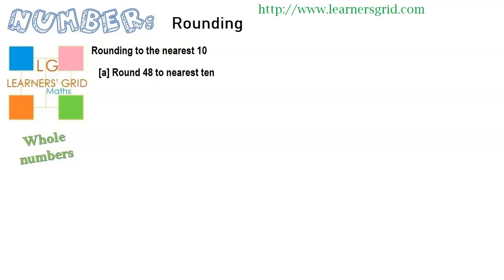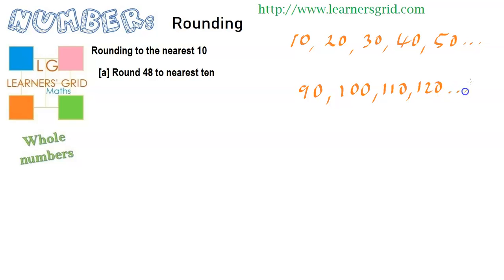So just so you understand what we mean by tens, when we count in tens, we don't count like we normally count when we're counting in ones, where we go one, two, three, four, and so on. When we count in tens, we go something like this: 10, 20, 30, 40, 50, and so on. When you get to 100, it goes 90, 100, 110, 120, and we just add on 10 as we go, right? So let's think of 48.